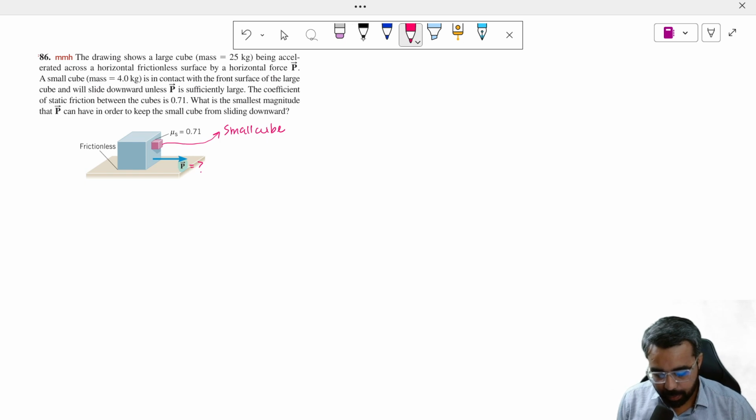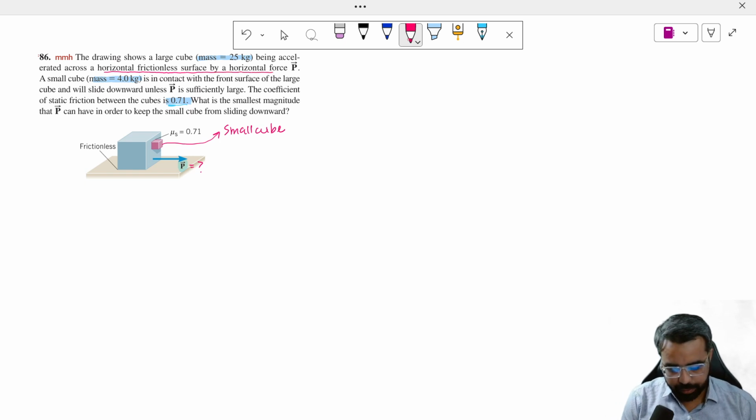And what is the coefficient of friction? That is 0.71. The masses are given. The smaller cube has a mass of 4 kg, the larger cube has a mass of 25 kg. And an important thing, there's no friction between the larger cube and the surface. All right, let's find that out quickly.